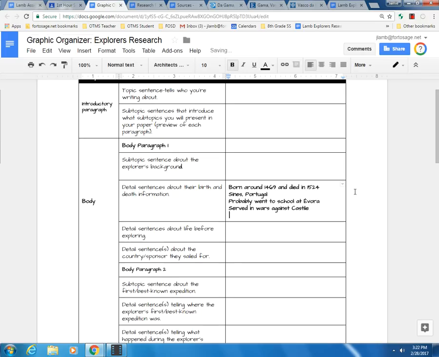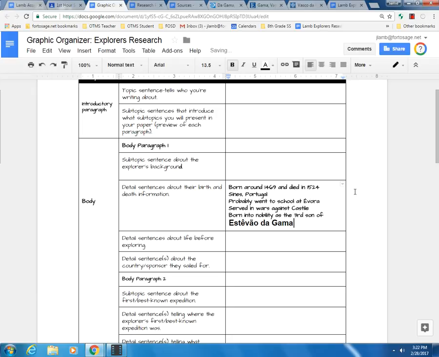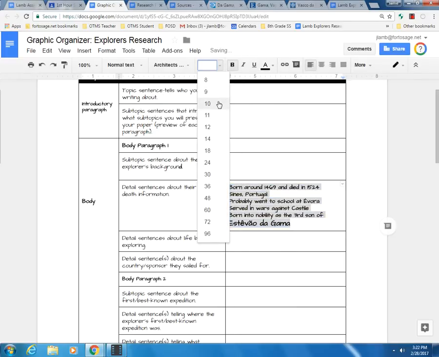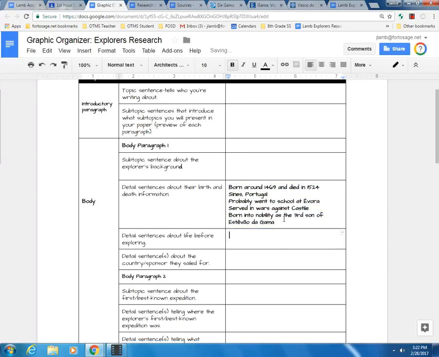So you could put something like, born into nobility as the third son of, add that person's name there. And again, you can make it match the rest. So put it in the Architects to match. Okay, so there, you've got a little bit of information about the birth information.